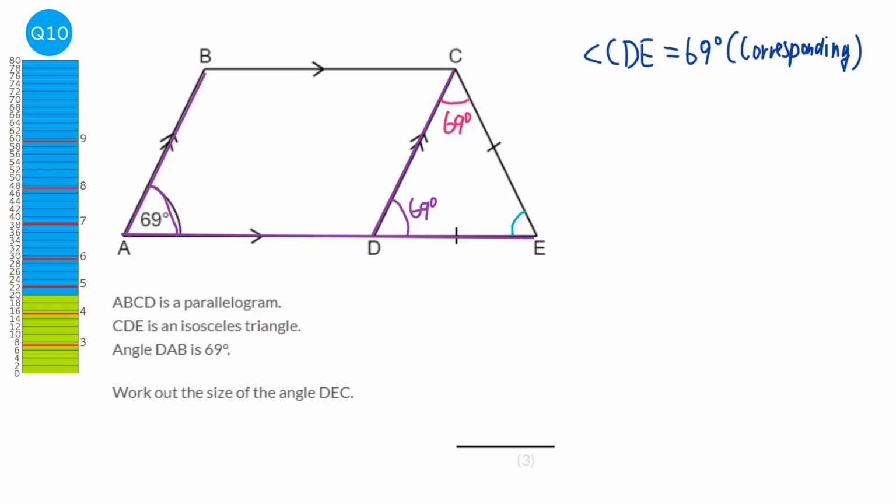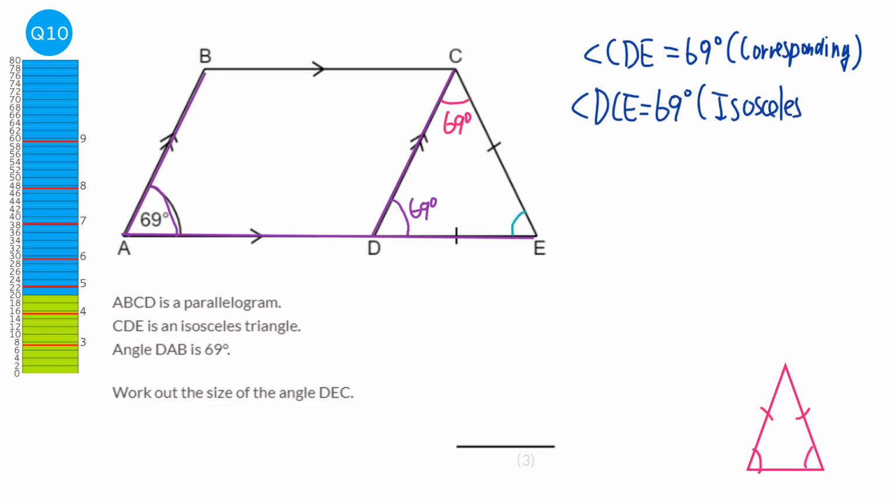Okay. So if I know that the CDE is 69, I also will know that this angle here is 69 because they're the bottom two angles in a triangle. Now, when I say that, I mean when an isosceles triangle is the right way up, the bottom two angles are equal. So they're the bottom two angles in an isosceles, although the isosceles is on its side here. And we need to write that down, so it would be angle DCE equals 69 degrees. And this time it's because it's an isosceles triangle.